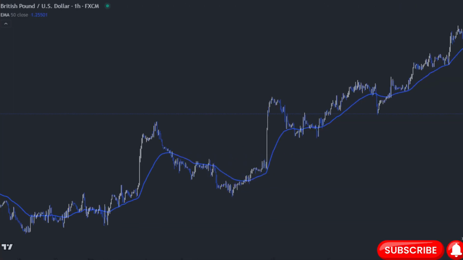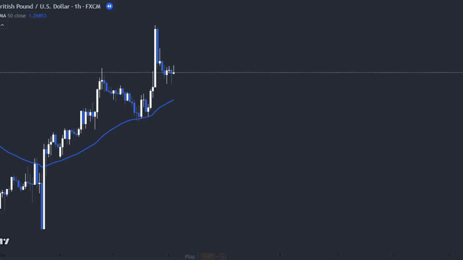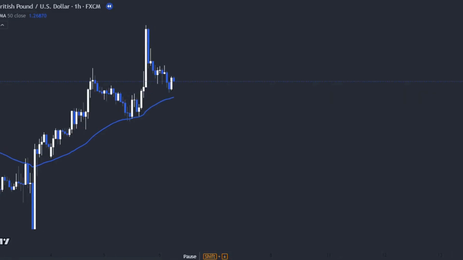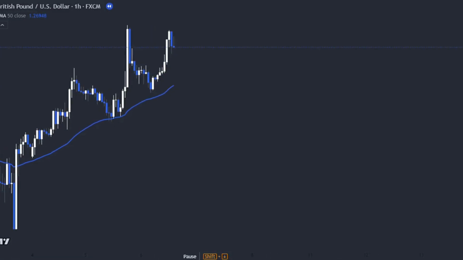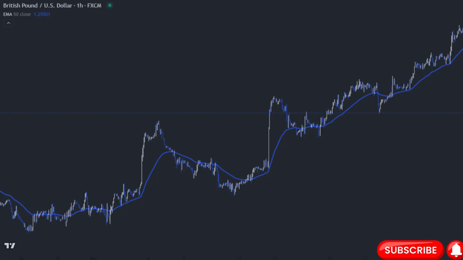So with this rule, we will only buy when the price in the higher time frame and lower time frame is above the EMA, and only sell if the price is below the EMA. Now we know rule number 1. Let's move to the rest of the rules that must be met in order for you to enter a trade. So let's move to rule number 2.